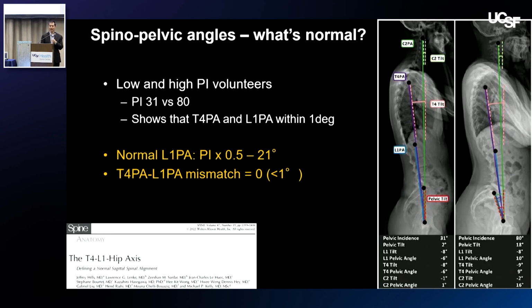So for high or low PIs, this holds, which is nice. Per the paper, these are the equations that they came up with, and the mismatch is about 0, which we've already heard.